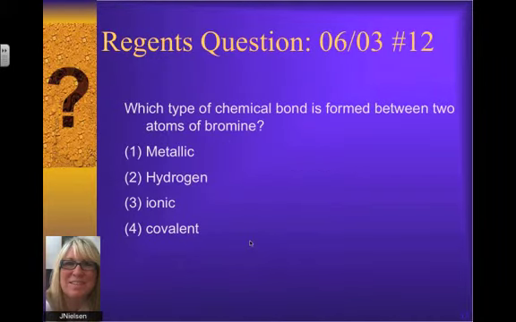Which type of chemical bond is formed between two atoms of bromine? Two atoms of bromine means it's diatomic, it's part of Brinclhof, so it's going to be covalent. Nonpolar covalent, to be specific.